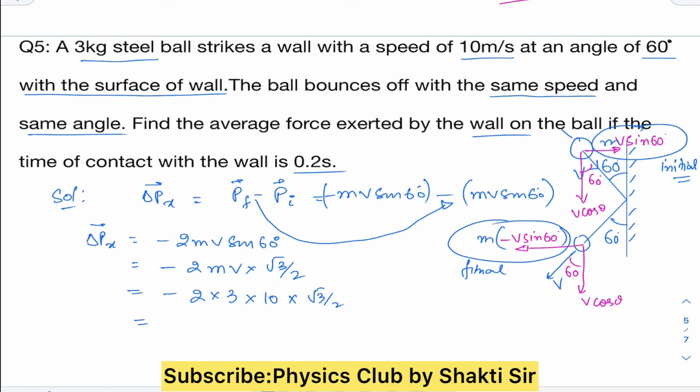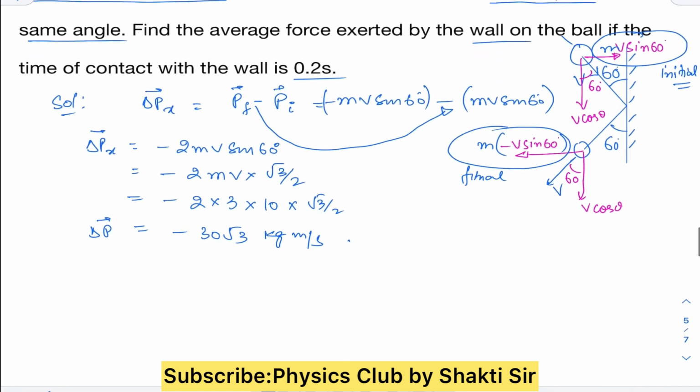It comes out to be minus 30 root 3. This is in kg meter per second, so this is the change in linear momentum. Now it's time to calculate the average force.